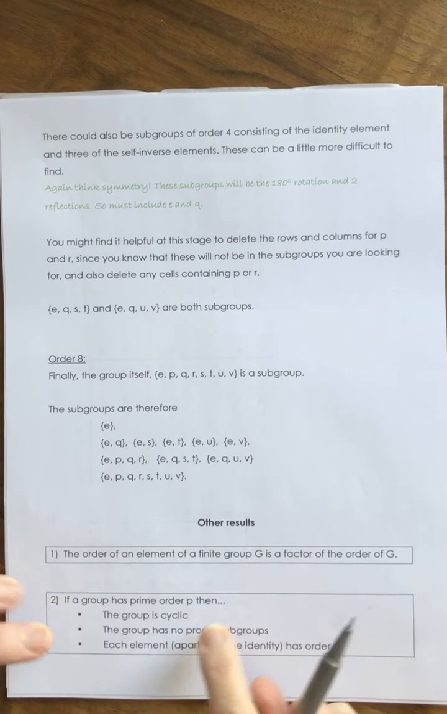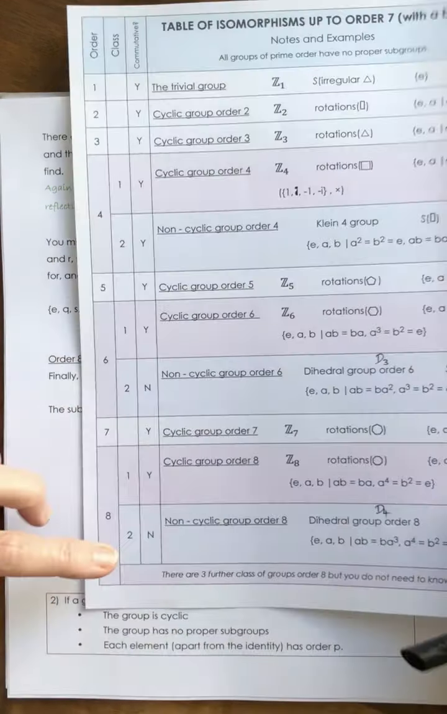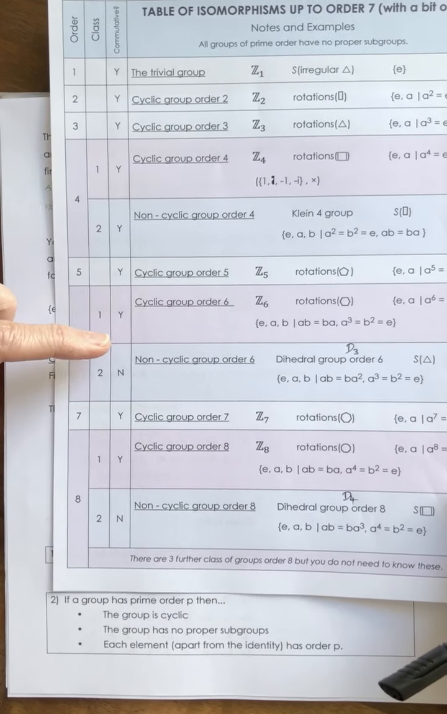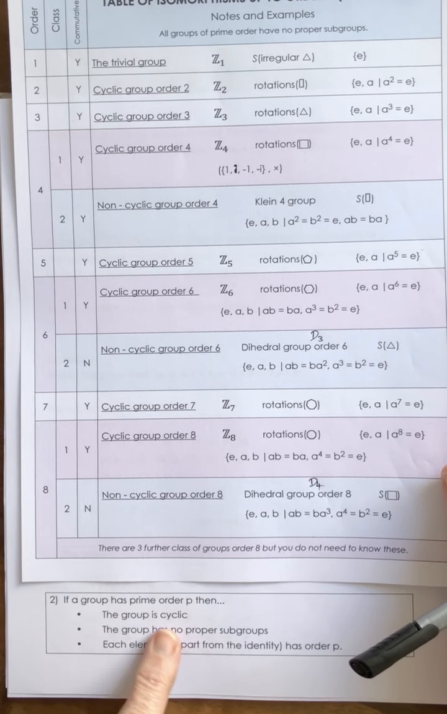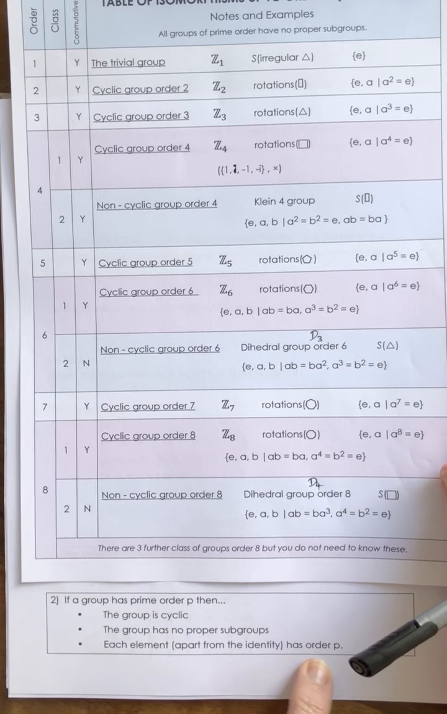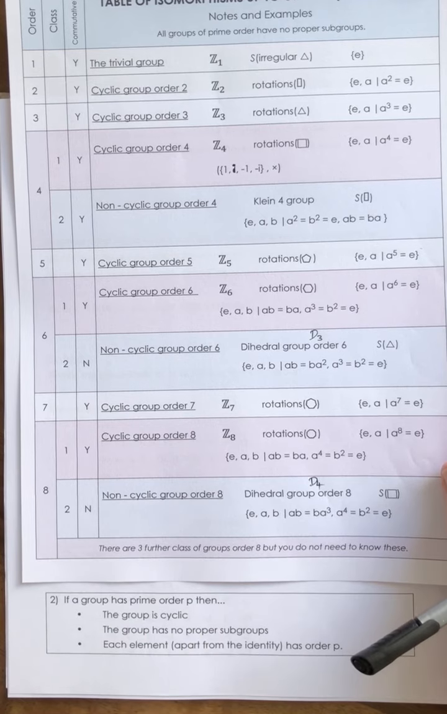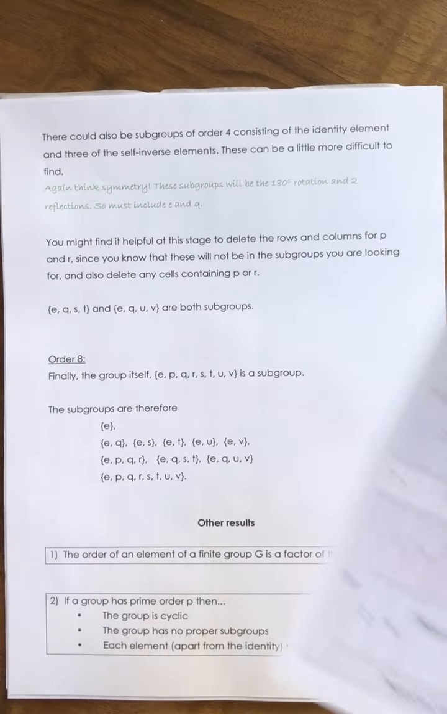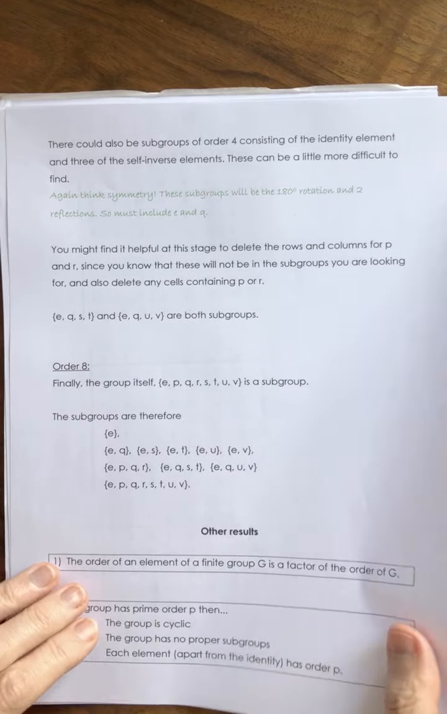If a group has got prime order, it's always cyclic. So think back to the table. All of those were cyclic. They never had any proper subgroups because if they're cyclic, one element just generates everything. Each element has order P again. Because of that prime order, they're all kind of essentially intertwined. Okay, so that is it, essentially.